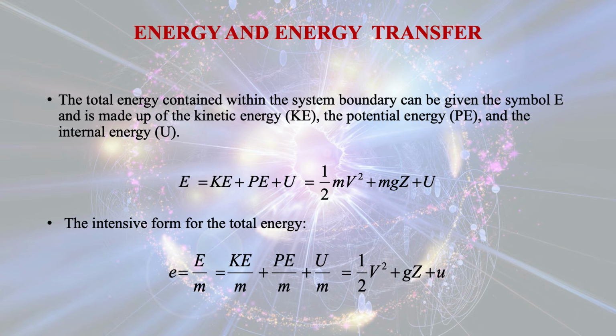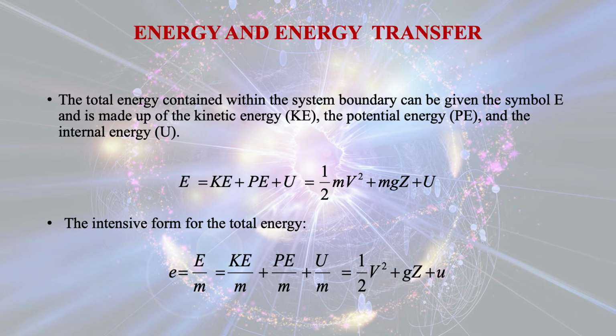So total kinetic energy is half mv square. If you divide by mass, it will be only half v square. Then total potential energy is mgz. If you divide by mass, we get gz, and when you divide capital U by mass, we shall put it as small u. So small u is the intensive property and capital U is the extensive property.